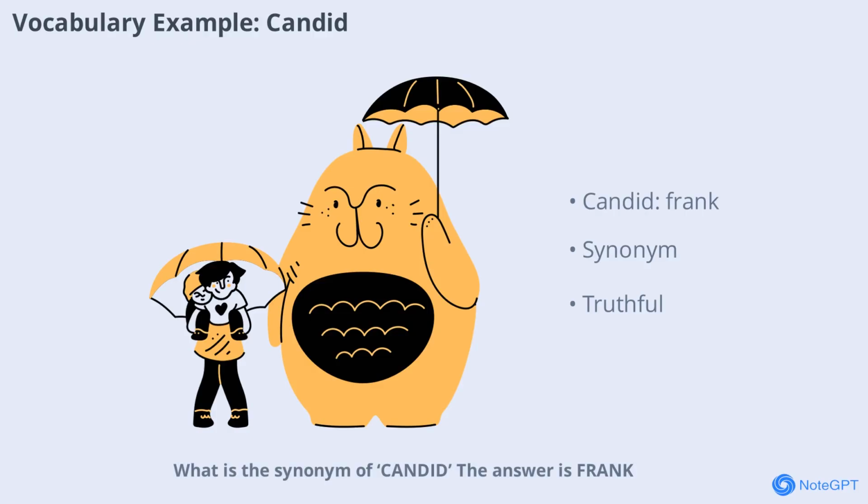What is the synonym of candid? The answer is frank. Candid means truthful and straightforward. Knowing synonyms helps you answer quickly and accurately. Practice matching words with similar meanings to build your vocabulary.